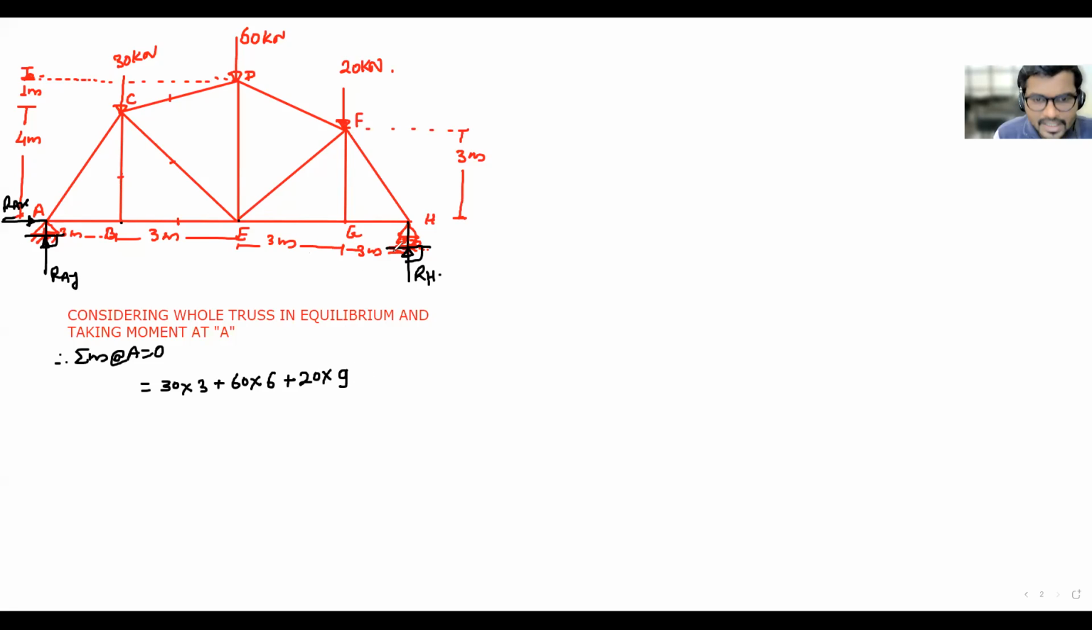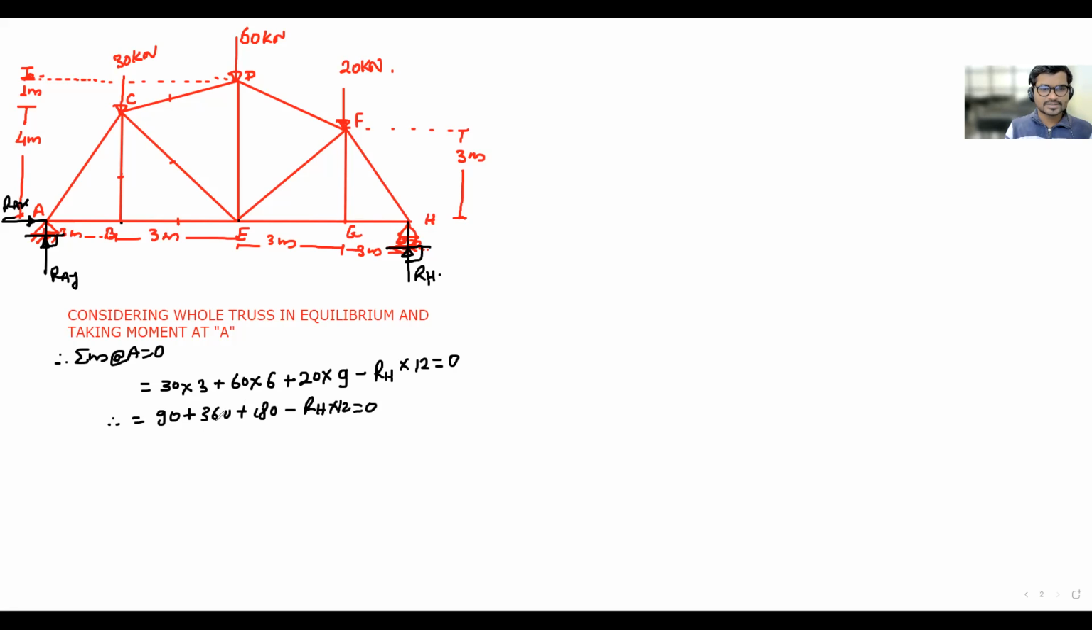Then what about the RH? Anti-clockwise. It is going to rotate the truss at A in anti-clockwise sense. So that will be minus RH into distance 12 equals to 0. Therefore, 3390 plus 66360 plus 2918 minus RH into 12 is equal to 0.